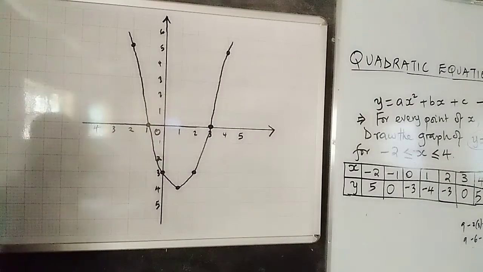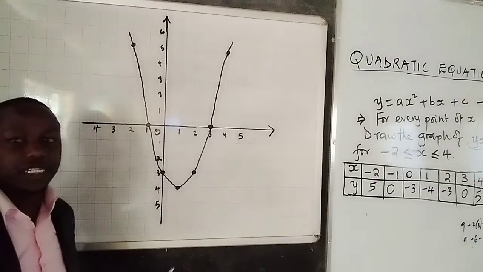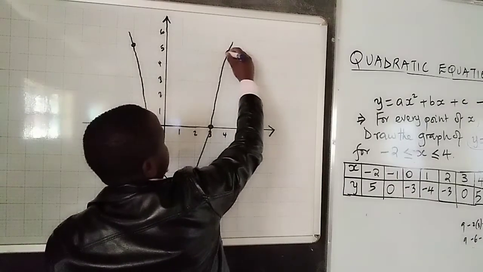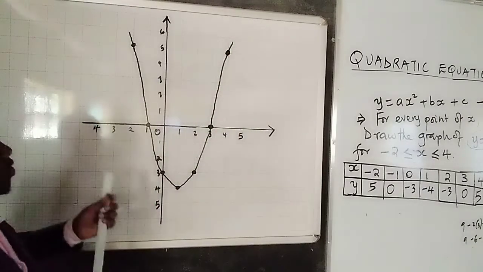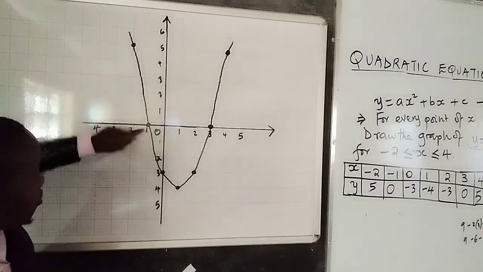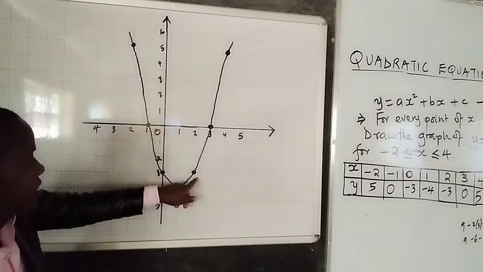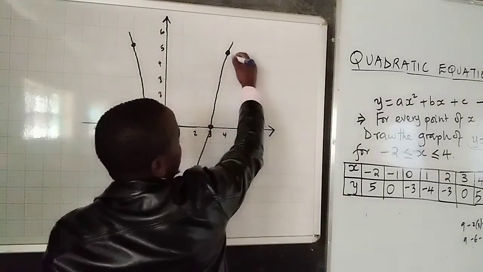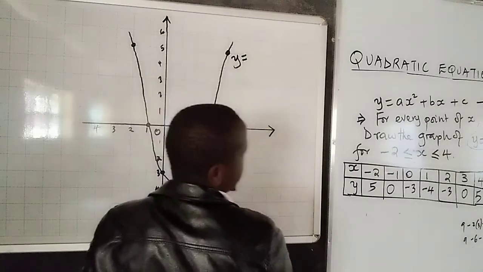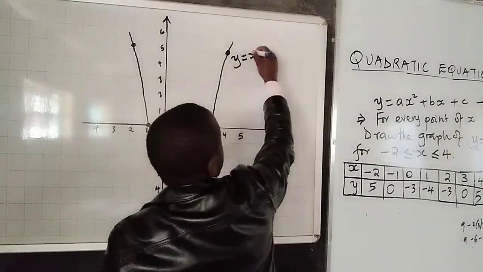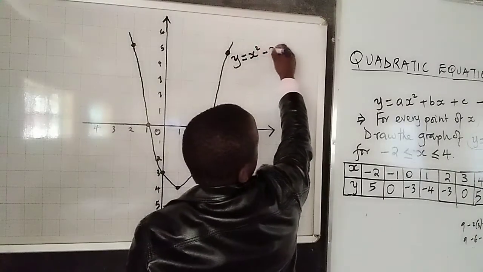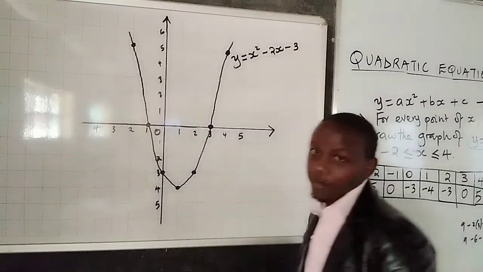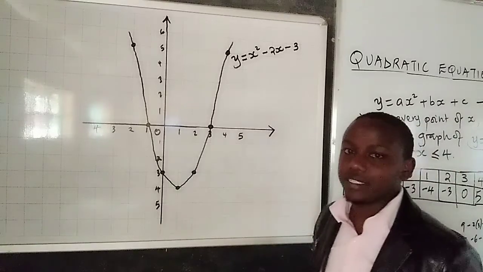so that is how we come up with a quadratic curve, and we name it. So you see, after the curve has been drawn, the dots should remain visible where the curve is passing. So this is the curve y is equal to x squared minus 2x minus 3. So this is the name of the curve.